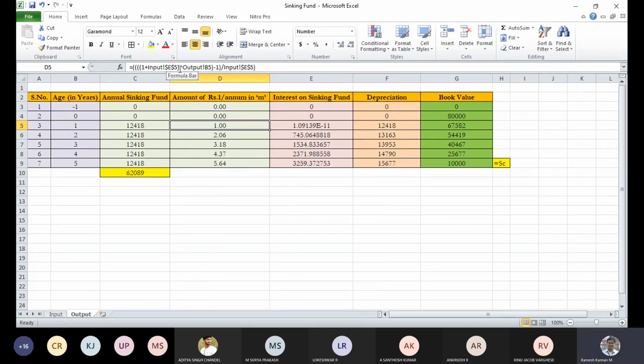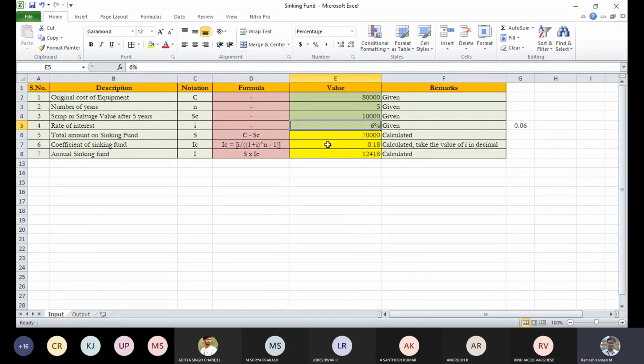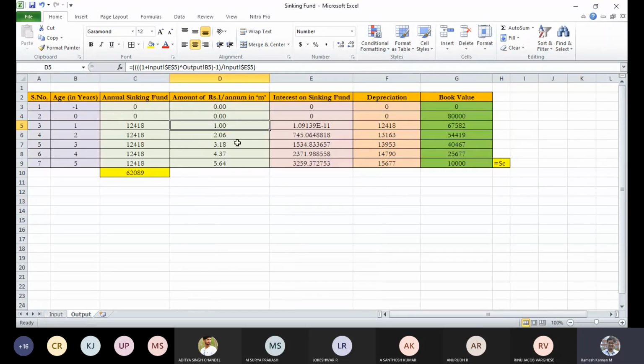So 1 plus the interest in decimals, then B5, which is the year, as the power, divided by input E5, which is the interest value in decimal places. Then minus 1, and this gets varied as the year changes. If you look in Excel, only the output gets varied as the year varies; all other things remain the same. So we have the accumulation amount of 1 rupee per annum in n years.